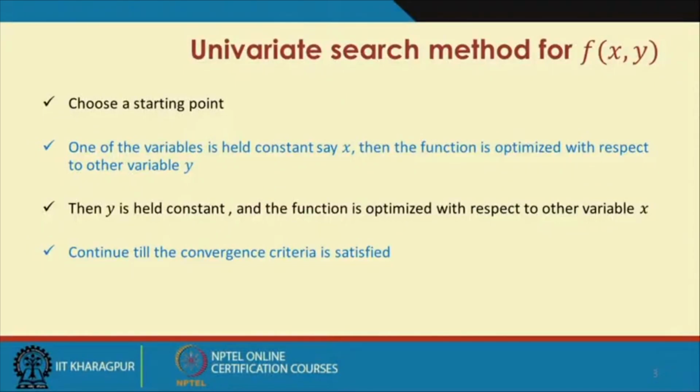The popularity of this method is there because of the easy calculation, because whenever we are considering a multivariate nonlinear programming in the univariate search method, what we do, we consider one variable at a time, keeping other variables constant. Okay? That is why if there is a function f(x, y), we start from a point in the domain of definition of the function.